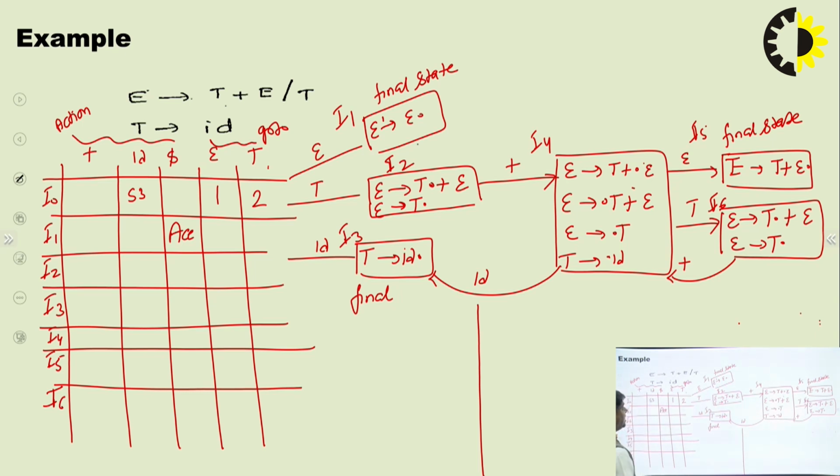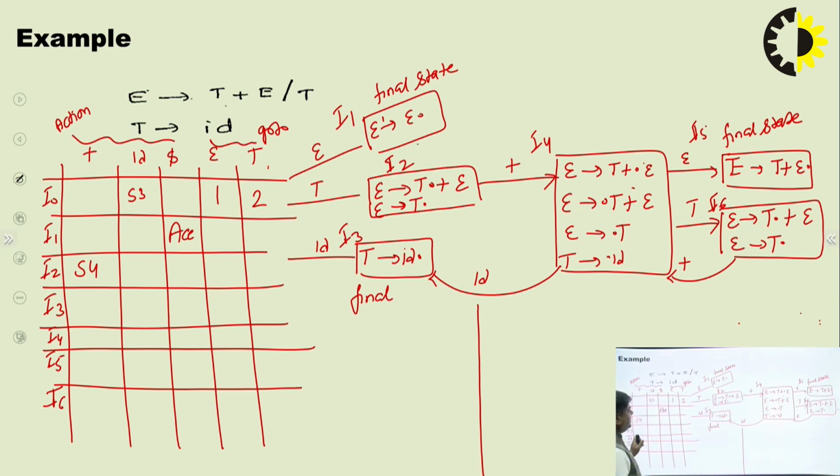For the I2 state, for the plus, we move with shift 4, the S4 operation. And for ID, no operation. And from I2, this one has been completed. Now we move from I3. I3 is your final state. I5 is your final state. And I1 is your final state. I have already explained that on the final state, we apply the reduction rule. For the non-final state, we apply the shift rule.